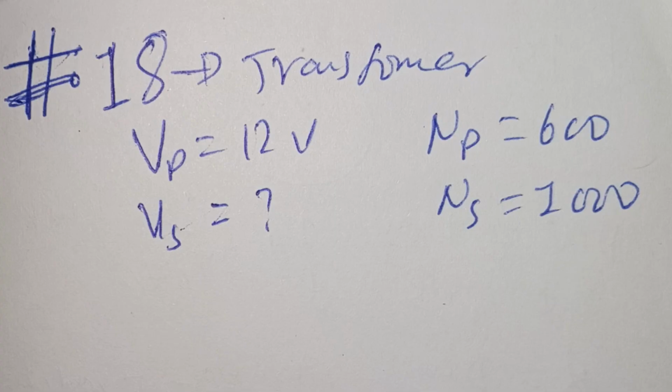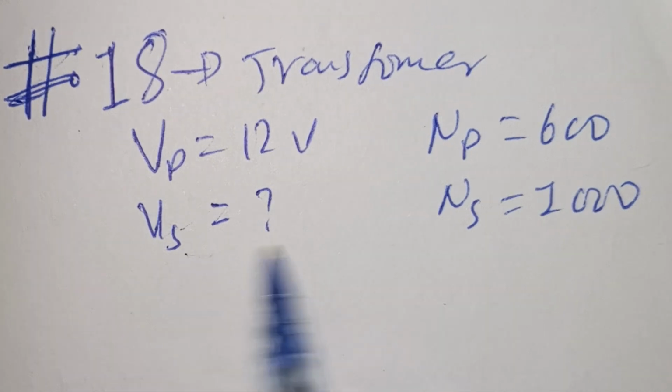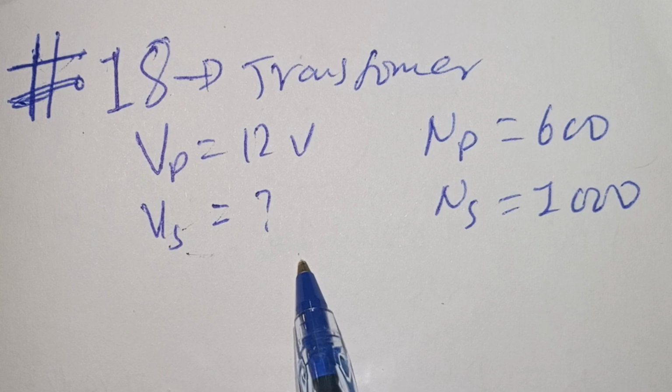Question number 18 states: a 12-volt source is connected across the primary coil of a transformer having 600 turns. If the secondary coil of the transformer has 1000 turns, what voltage will appear across the secondary coil? That means V secondary is how much?